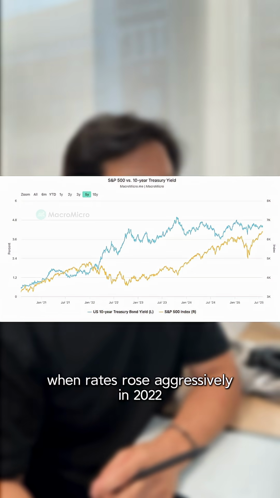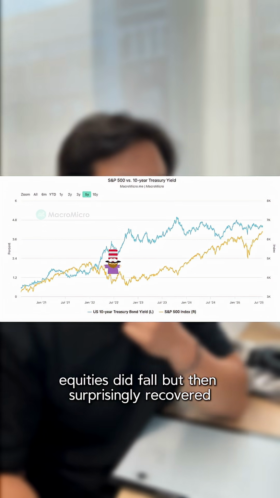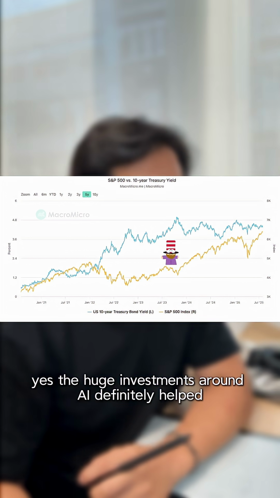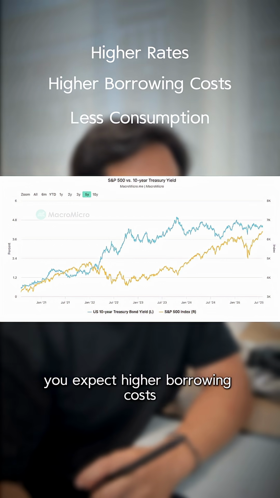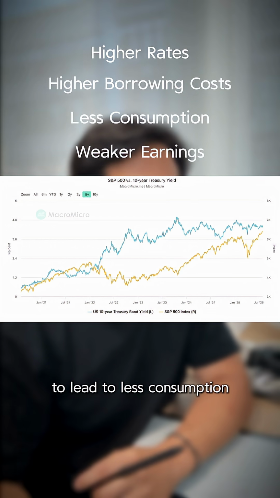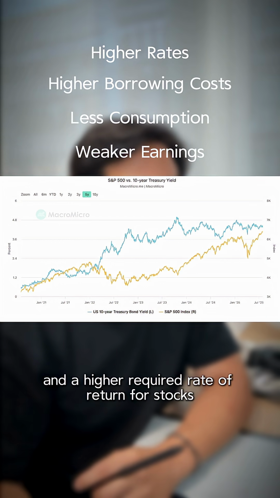When rates rose aggressively in 2022, equities did fall but then surprisingly recovered. Yes, the huge investments around AI definitely helped, but generally when rates rise from central bank actions, you expect higher borrowing costs to lead to less consumption and earnings and a higher required rate of return for stocks.